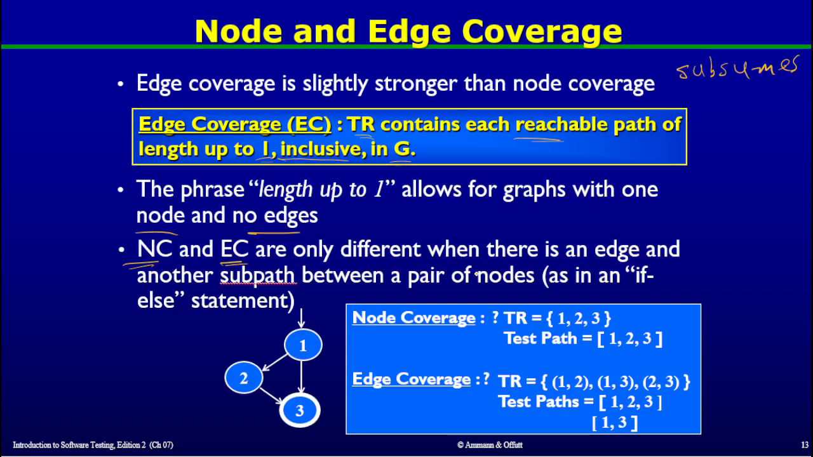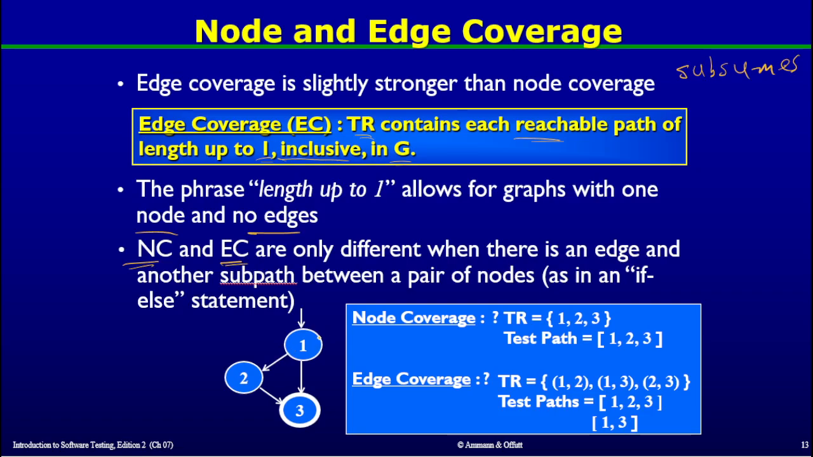Edge coverage and node coverage are only different when there is an edge and another subpath between a pair of nodes. So if there is a branch in the graph, where from one node there are two branches, then edge coverage and node coverage will be different, and that typically reflects a conditional statement in the code of a program. If there are no conditional statements in the program, then node and edge coverage will be the same. So here we see a simple graph.